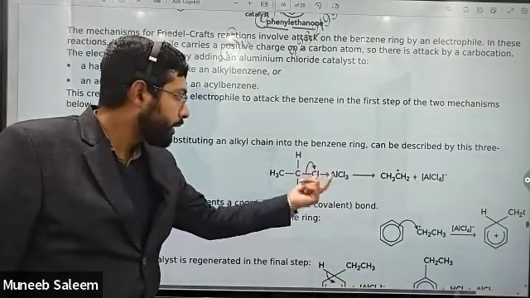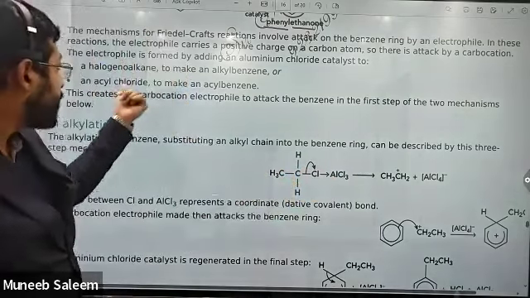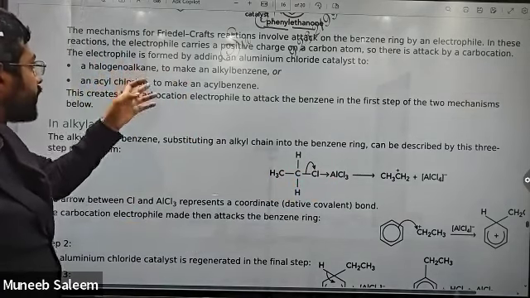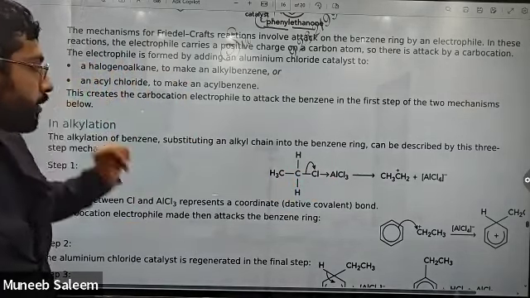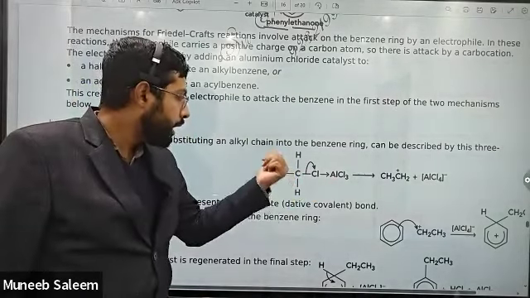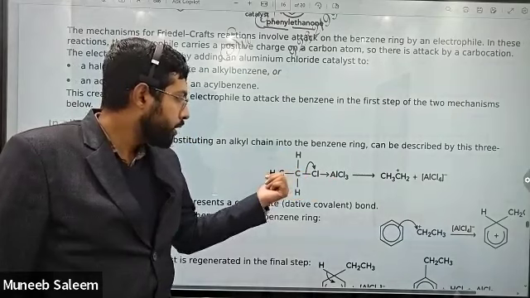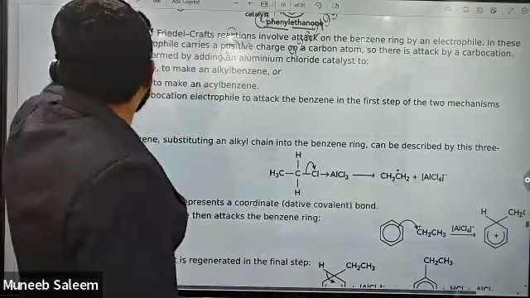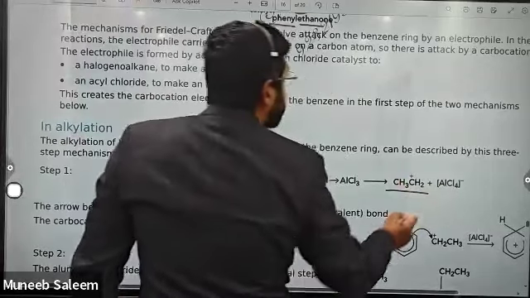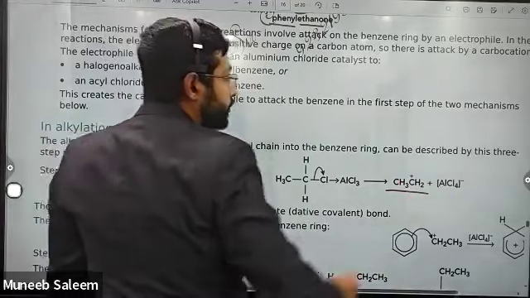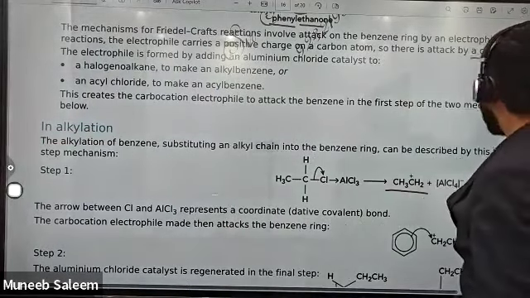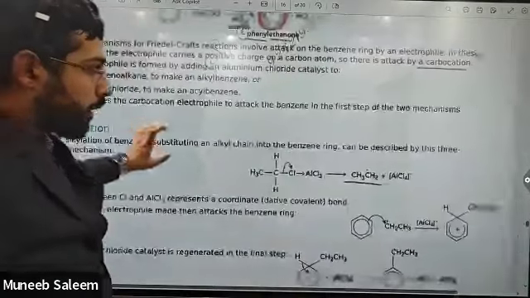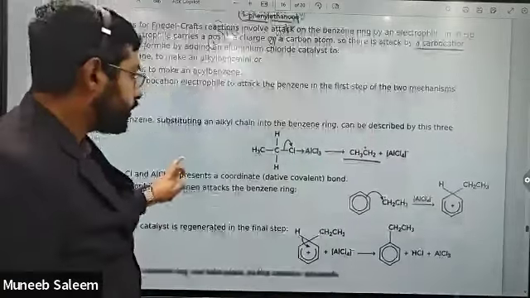Basically, we are reacting the catalyst with the alkyl containing compound or the acyl containing compound. The alkyl containing compound is the halogen alkane, and the acyl containing compound is acyl chloride. Over here, it is the alkyl containing compound, which is chloroethane. It reacts with the catalyst to generate the carbocation, which is the electrophile here. So the electrophile is generated here, which will attack the benzene ring, along with the formation of AlCl4.